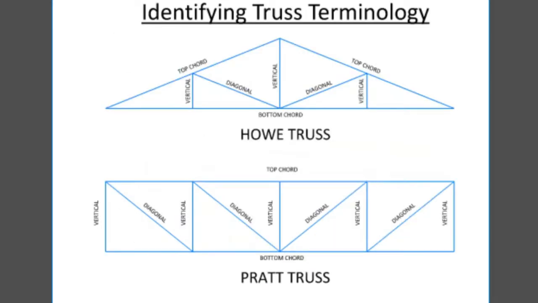Now let's move on to identifying truss terminology. In these two examples, we are going to look at the Howe truss and the Pratt truss. You can see that for these two trusses, we have the top members, which are called the top chords, and then we have the bottom chords. We have some vertical members, and then we have diagonal members.